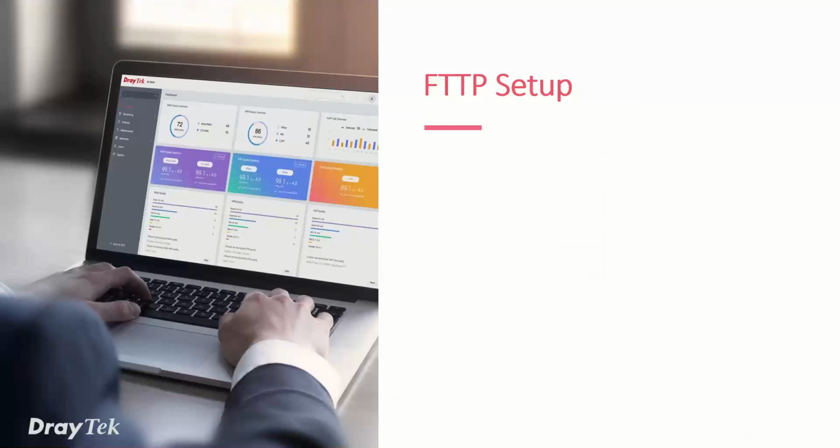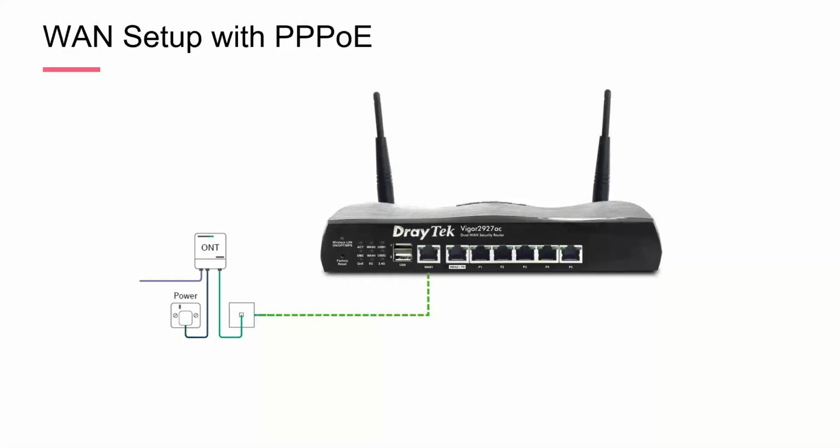So let's just look at the setup with FTTP. This is very similar to the sort of setup you do with FTTC, with the exception that you don't have to worry about plugging in the DSL port. So if we look at the DrayTek, I've got a 2927 here connected to the WAN 1 port, and we've got an ONT powered on, connected to the fibre, and then it's got the RJ45 cable going into a network port that's then running to the DrayTek.